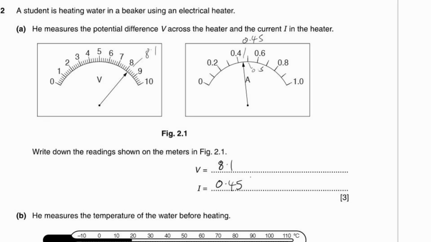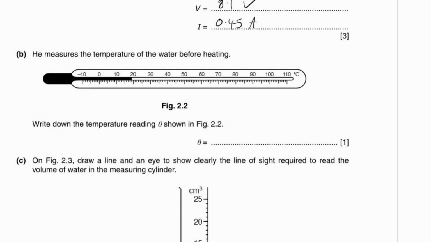Key points. There's no units, so we have to make sure we write them in. Voltage, potential difference, is measured in volts, and current is measured in amps. Always make sure you check the units. He measures the temperature of the water before heating. Write down the temperature reading theta shown in figure 2.2. Well, that looks like about 19 to me. 19, again, no units, degrees Celsius. In fact, it's written up there, always good to double check.